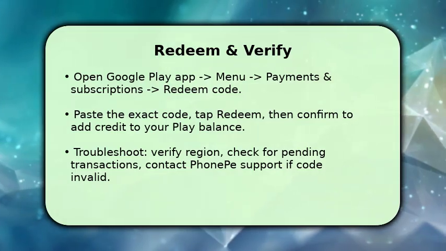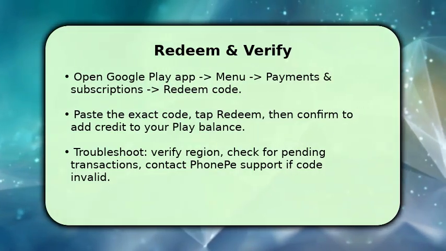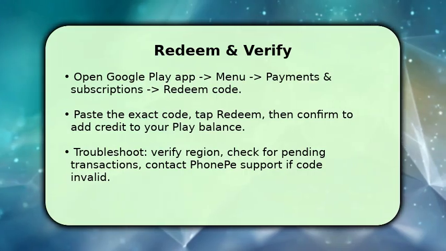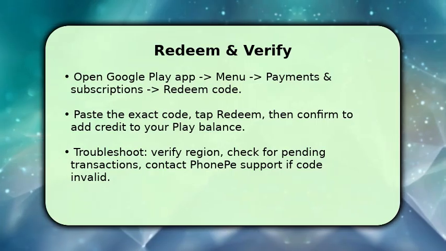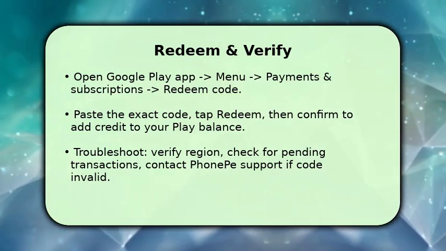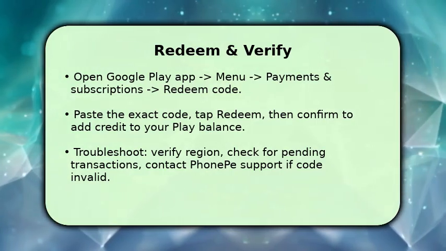If not applied, check Region Settings and the transaction status in PhonePe. If the code shows invalid, make sure you copied it correctly, then contact PhonePe support with the transaction ID. They can reissue or refund if the voucher failed to deliver.